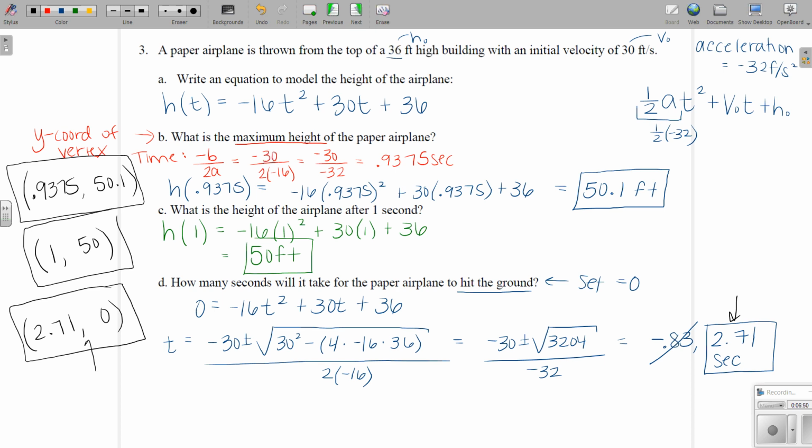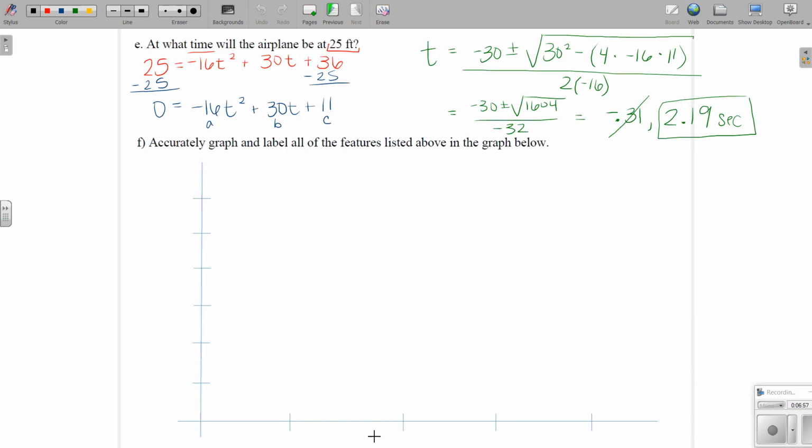In fact, I might start with this one. So I know that my x-axis needs to go out to at least, I would say, 3. So my x-axis is down here. This is time. I'm going to have it go up by 1. So 1, 2, 3, 4. So 2.71, here's half, 2.5. So here's 2.75. So 2.71, I'm going to say, is about there. So there's my x-axis. This is when that paper airplane hits the ground.